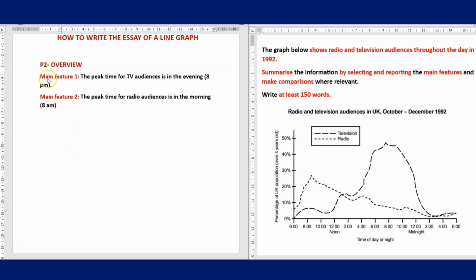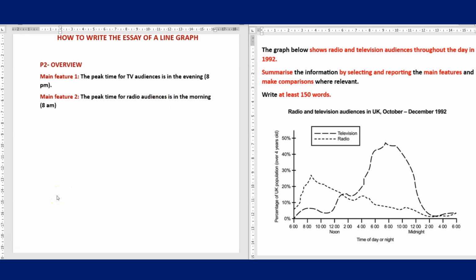And based on our main features, we saw that we had two main features from the planning that we did. We saw that the peak time for TV audiences is in the evening, and that of the radio audience is in the morning. So these are the two features that we're using to write our overview, and that's all that we need. You don't have to talk about it oscillating or fluctuating, talking about 6 a.m. to 10 a.m. You don't have to say anything about that. All that you need to note is that it actually peaked in the morning, and that the other also peaked in the evening.